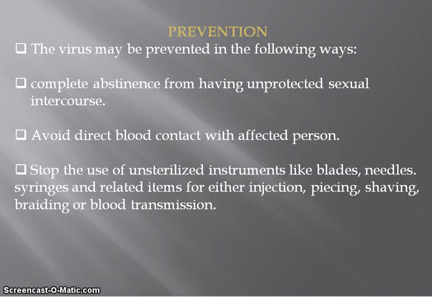The virus can be prevented in a couple of ways, and the following are specific preventive mechanisms outlined. 1. Complete abstinence from having unprotected sexual intercourse. 2. Avoid direct blood contact with affected persons. 3. Stop the use of unsterilized instruments like blades, needles, syringes, and related items for either injections, piercing, shaving, breeding, or blood transfusion.